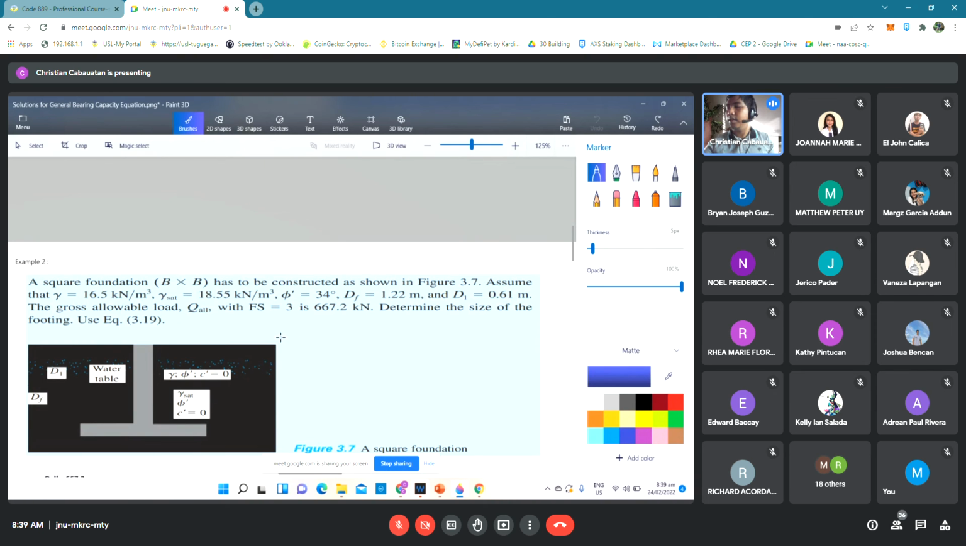Andito na po ba si Mr. Pamitan? Sir. Please read the number 2 problem. A square foundation has to be constructed as shown in figure 3.7. Assume that gamma is equal to 16.5 kilonewton per cubic meter. Gamma saturated is equal to 18.55 kilonewton per cubic meter.